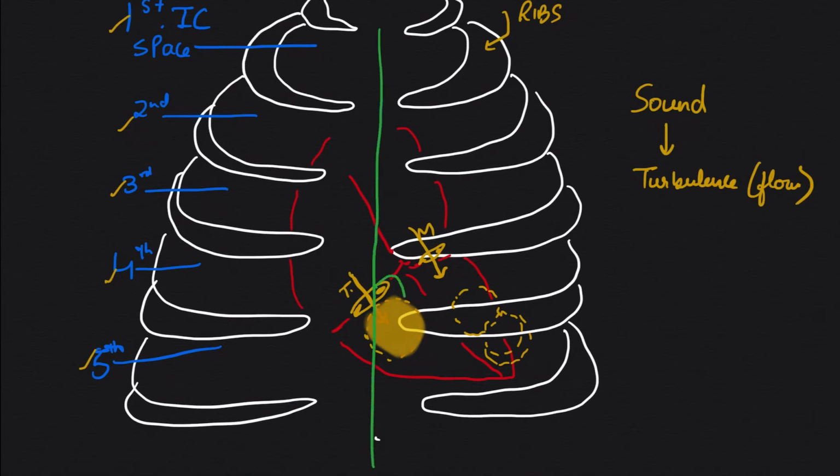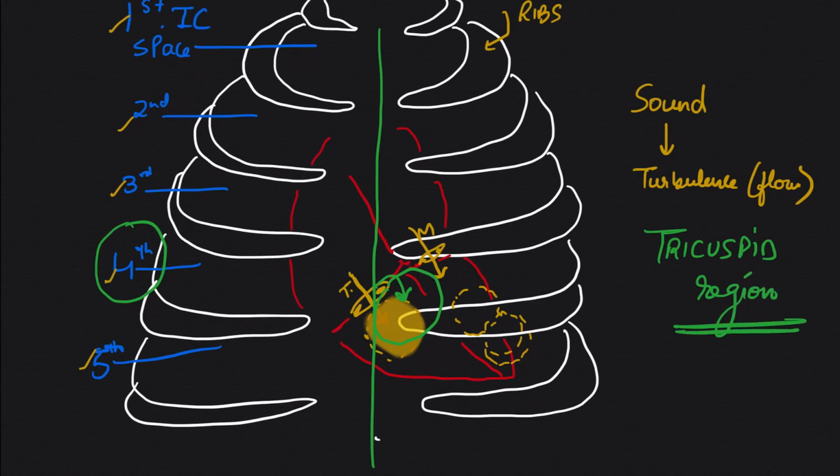Now, where does this region lie? It lies just lateral to the sternum, in the fourth intercostal space. So in the fourth intercostal space, just lateral to the sternum on the left, we have the tricuspid area where we will auscultate for the murmurs of the tricuspid valve. In both cases, whether it is regurgitation or stenosis. So this is the important area. This area we call the tricuspid region. Now, when we auscultate for the stenosis, we use the bell of the stethoscope, because this is a low frequency murmur.